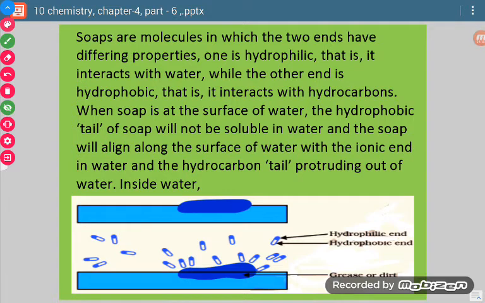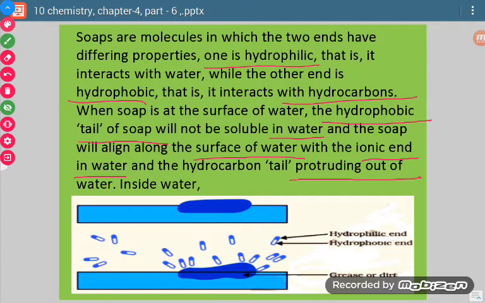Let us understand. Soaps are molecules in which the two ends have differing properties. One is hydrophilic, that is, it interacts with water, while the other end is hydrophobic, that is, it interacts with hydrocarbons. When soap is at the surface of water, the hydrophobic tail will not be soluble in water and the soap will align along the surface of water with the ionic end in water, and the hydrocarbon tail protruding out of the water.